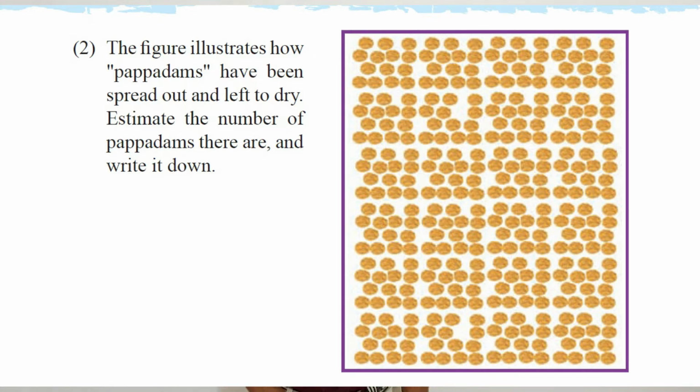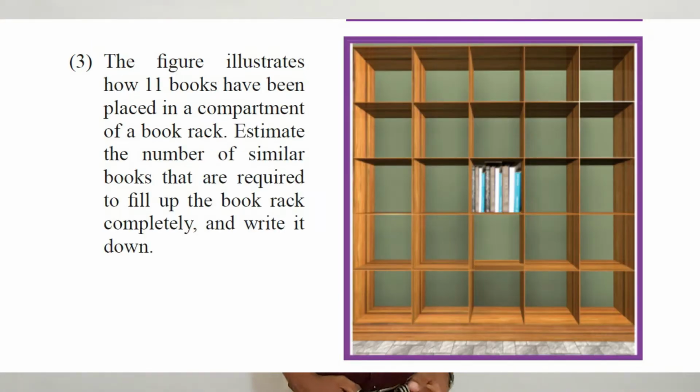Then that way you want to learn about the estimation. Then the next question you have on the screen. The figure illustrates how 11 books have been placed in a compartment of a book rack. Estimate the number of similar books that are required to fill up the book rack completely and write it down.